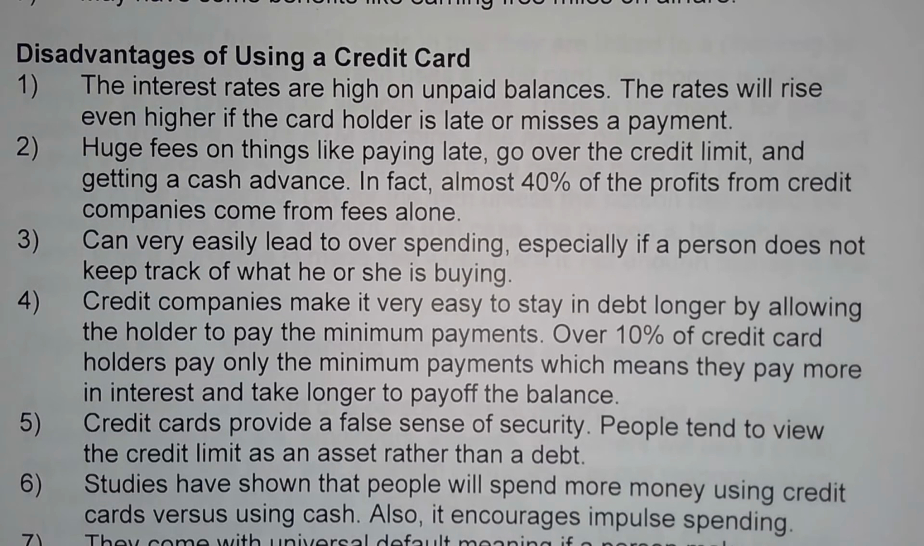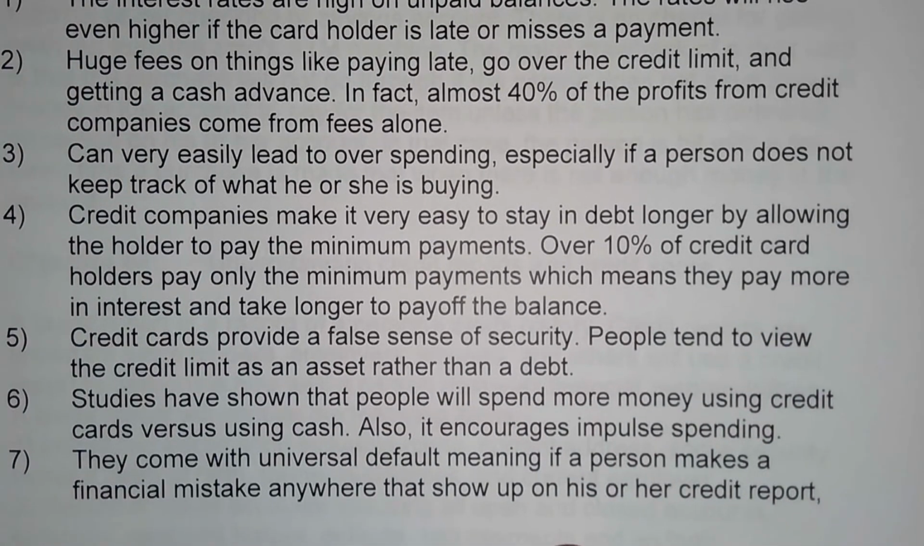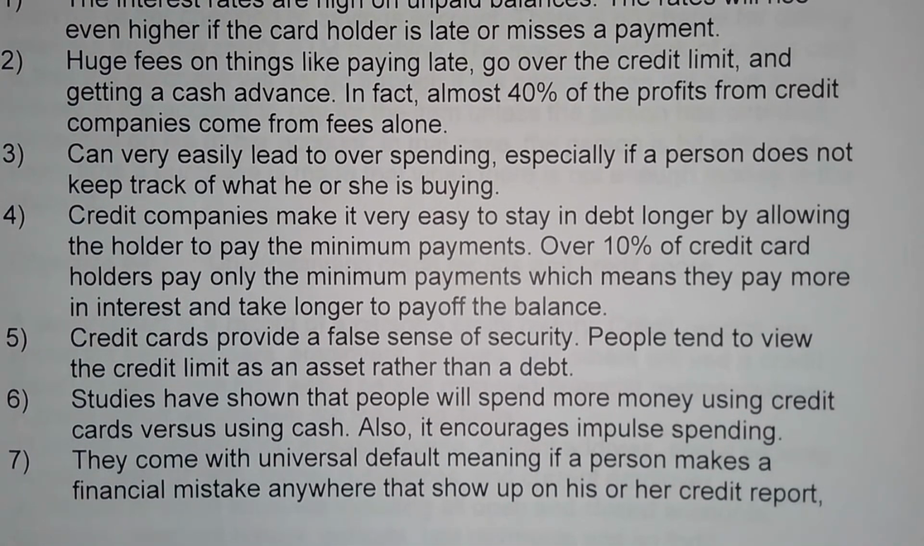In fact, almost 40% of the profits from credit card companies come from fees alone. So just think about that. It can variously lead to overspending, especially if a person does not keep track of what he or she is buying. Credit companies make it very easy to stay in debt longer by allowing the holder to pay the minimum payments. Over 10% of the credit card holders pay only the minimum payments, which means they pay more in interest and take longer to pay off the balance.